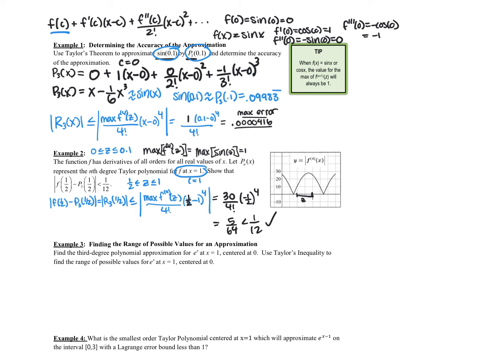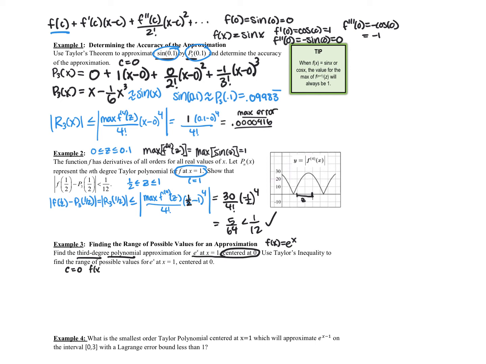It says find the 3rd degree Taylor polynomial for e to the x. It's not hard to do, but because we're a little short on time today, I'm just going to show you what that is. So if f of x is e to the x, we want a 3rd degree Taylor polynomial centered at 0. Okay?